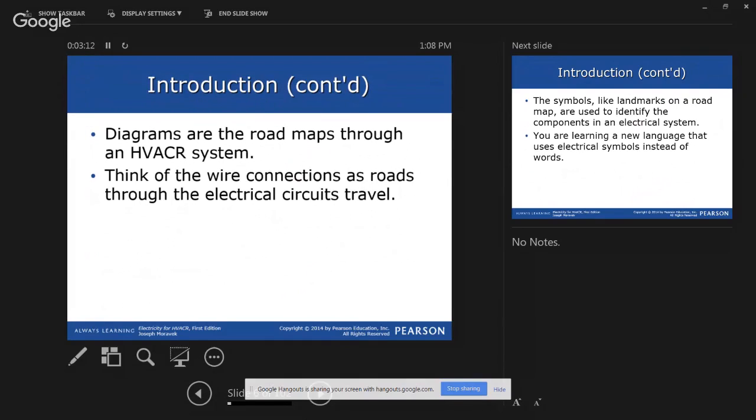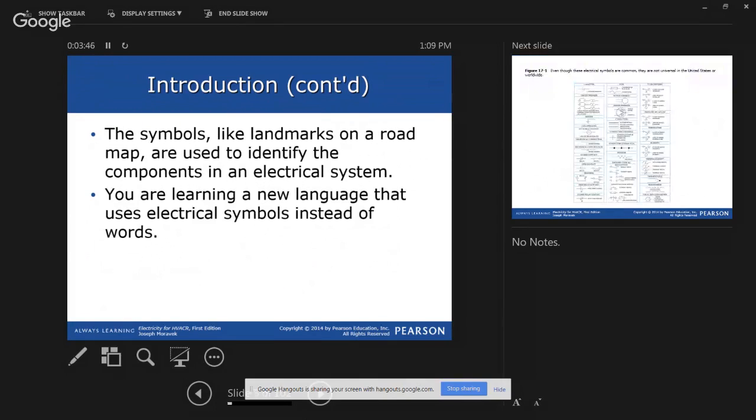Diagrams are the road maps through that. Think of wire connections as the roads the electrical circuits travel. That's a weird sentence, huh? Think of the wire connections as roads the electrical circuits travel. Okay. I think what they're trying to say is let's imagine that the wires are the roads that the circuit is going to travel. I think that's circuits. That's entirely fine. Maybe you could think about it as water pipes for all I care.